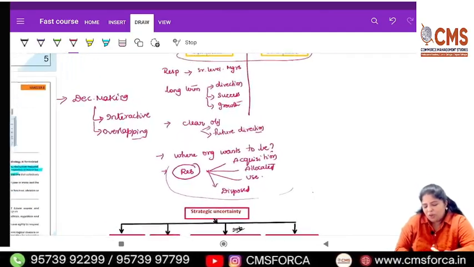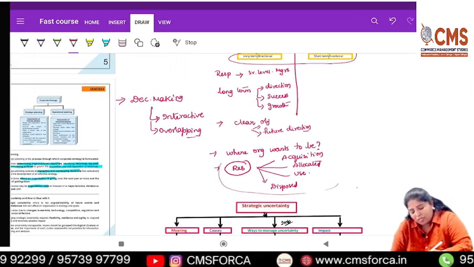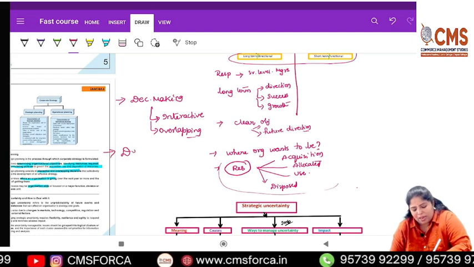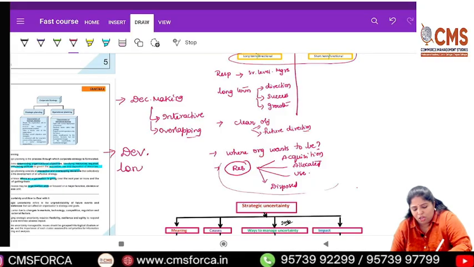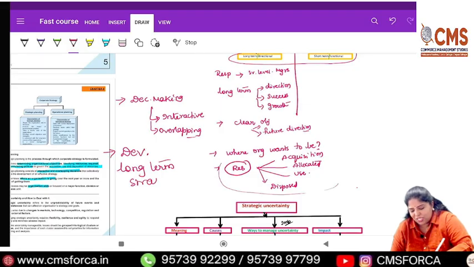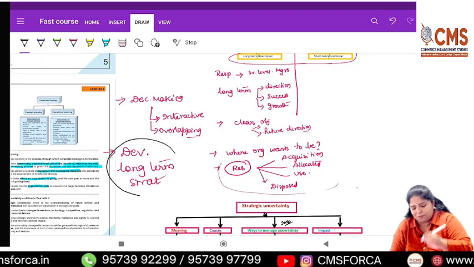This is how we talk about it, and yes, definitely one more point. Strategic planning helps to develop long-term strategies. Again, draw a circle around this so that you don't forget mentioning it.